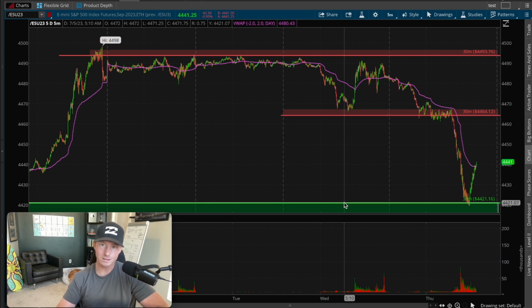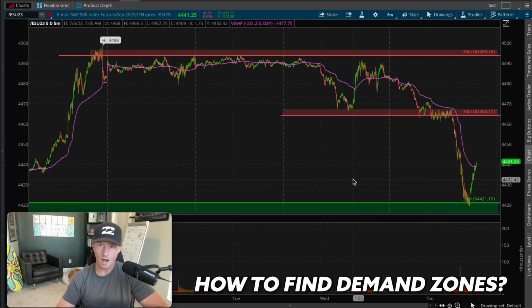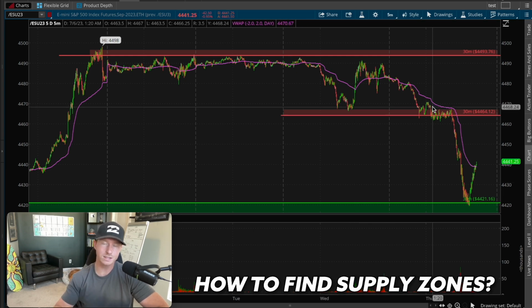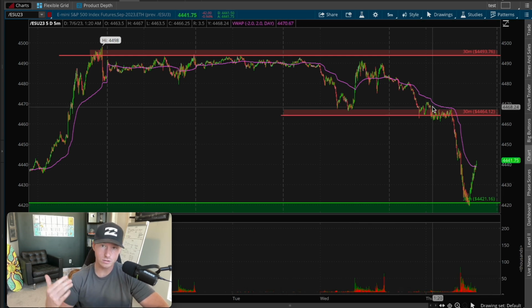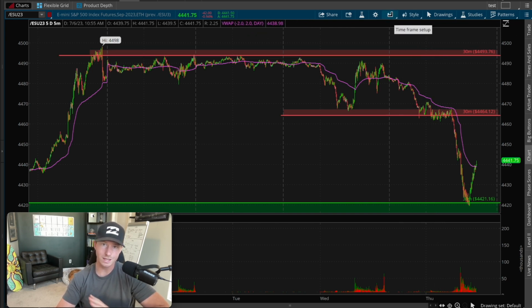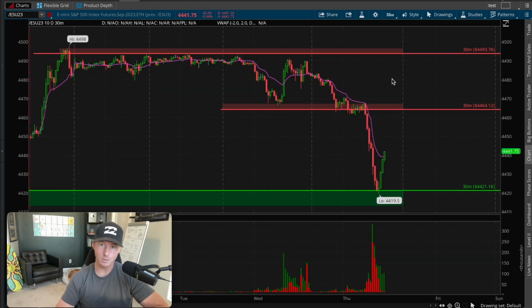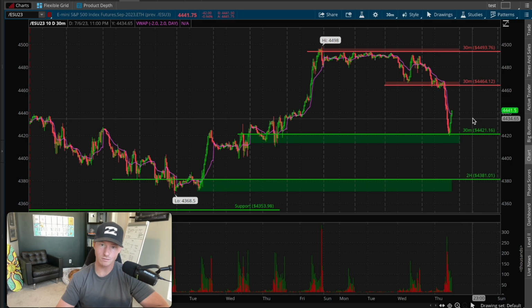So anyways, let me go ahead and show you how to find demand zones, right? How to find these supply zones, because this is going to tell you where you're potentially going to enter the trades, right? So you can find supply and demand zones on any time frame. I typically like to do a minimum of a 30-minute, right? So I'll always start in a 30-minute time frame.